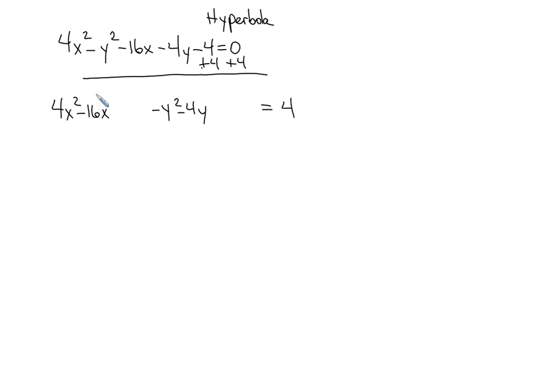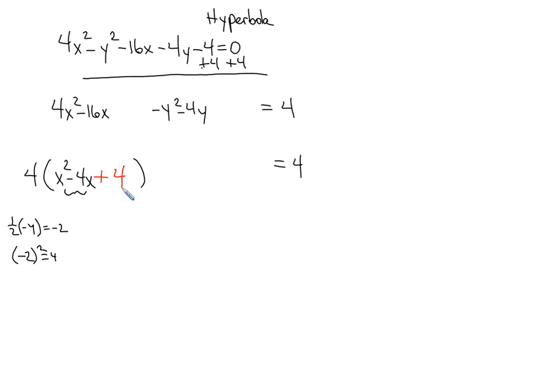Now, to complete the square on the x's, what am I going to have to do first? Take out a 4, which leaves us what? Minus 4x. So, to complete the square on this, I now take half of negative 4, which is what? And then do what with it? Square it, which is 4. Now, if I add 4 here, what am I really adding to the left side? 16. So what do I have to add to this side? 16.